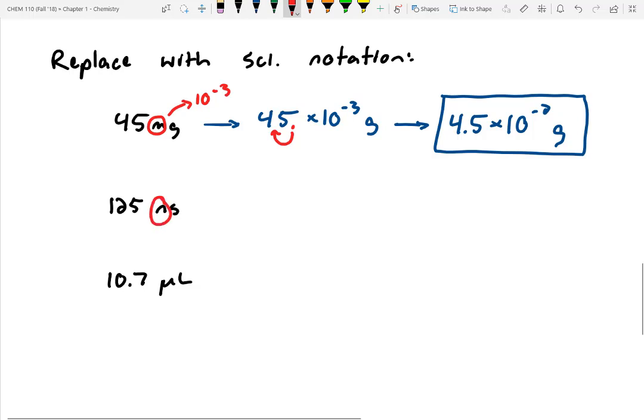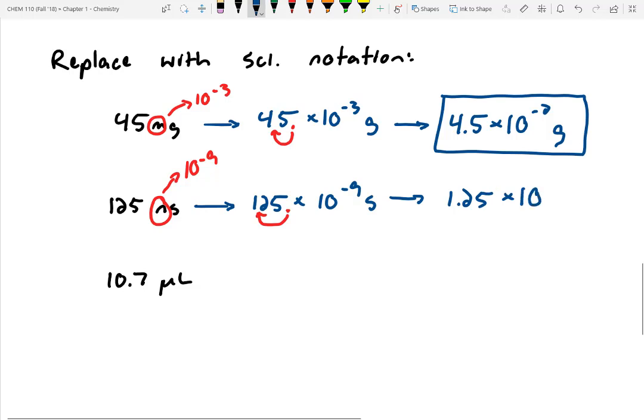All right, next one, we've got nano, which is 10 to the negative 9 if you look at your cheat sheet. So this would be 125 times 10 to the negative 9 seconds. Are we done? No. Just like before, we've got this decimal point that this time we're going to move 2 spots over. So this would now be 1.25 times 10 to the what? Negative 7. We're going more positive because we're going to the left. And again, if you ever get stuck or just simply confused, just put both into your calculator and double check.